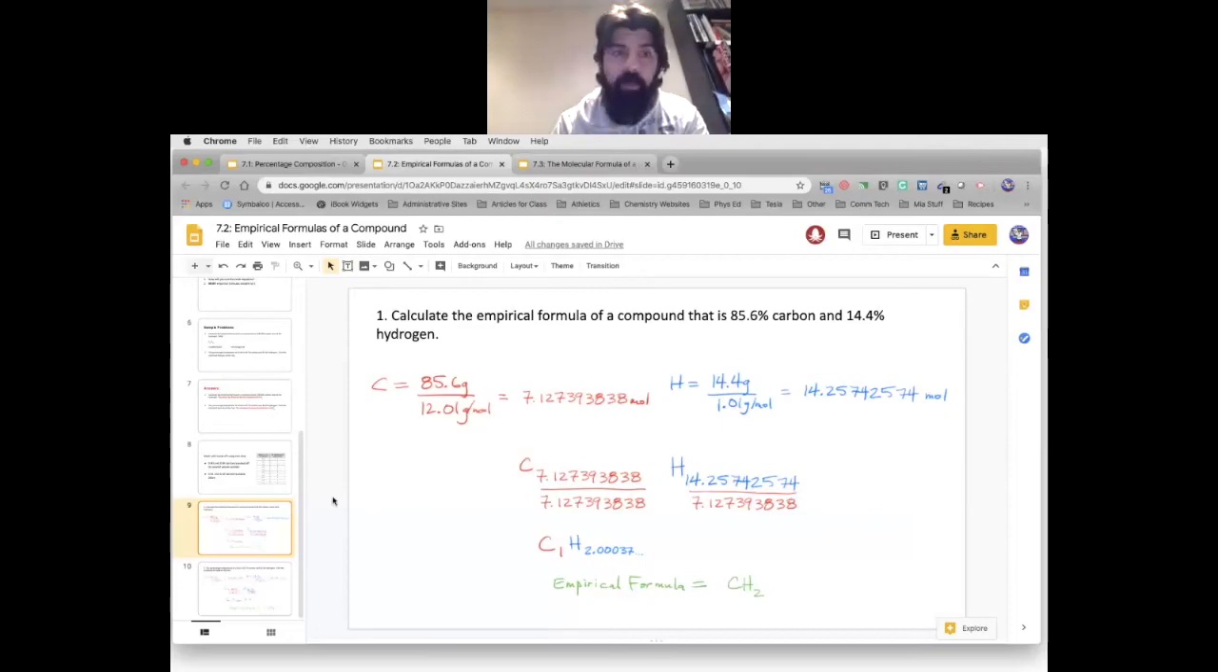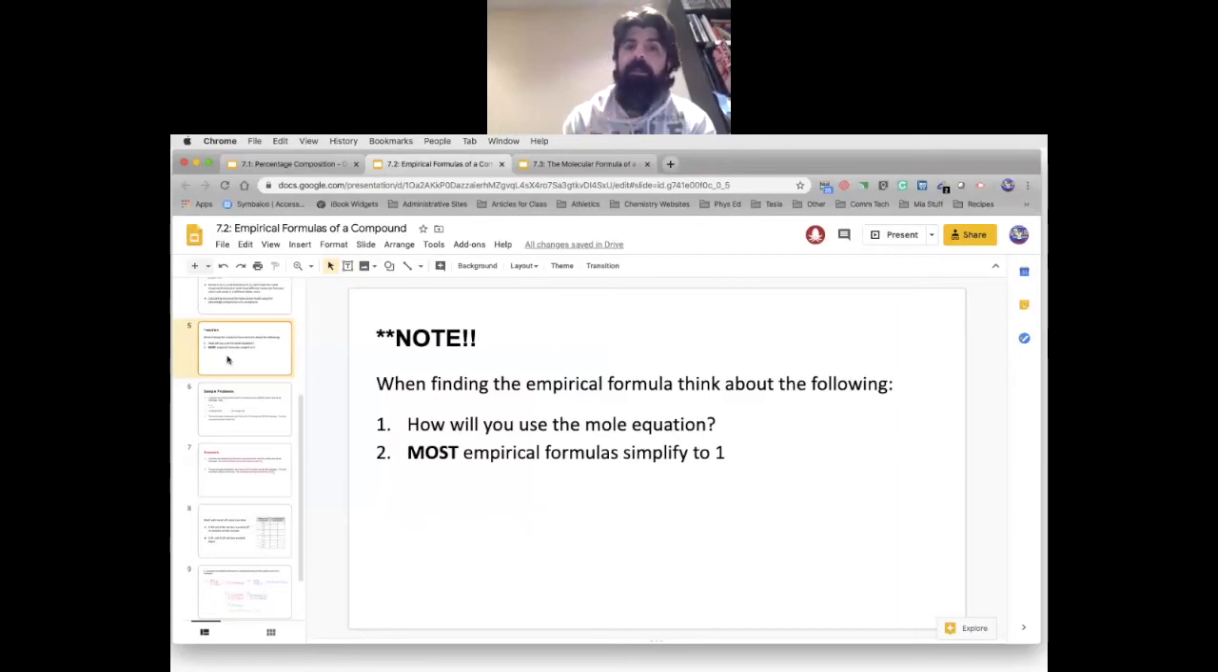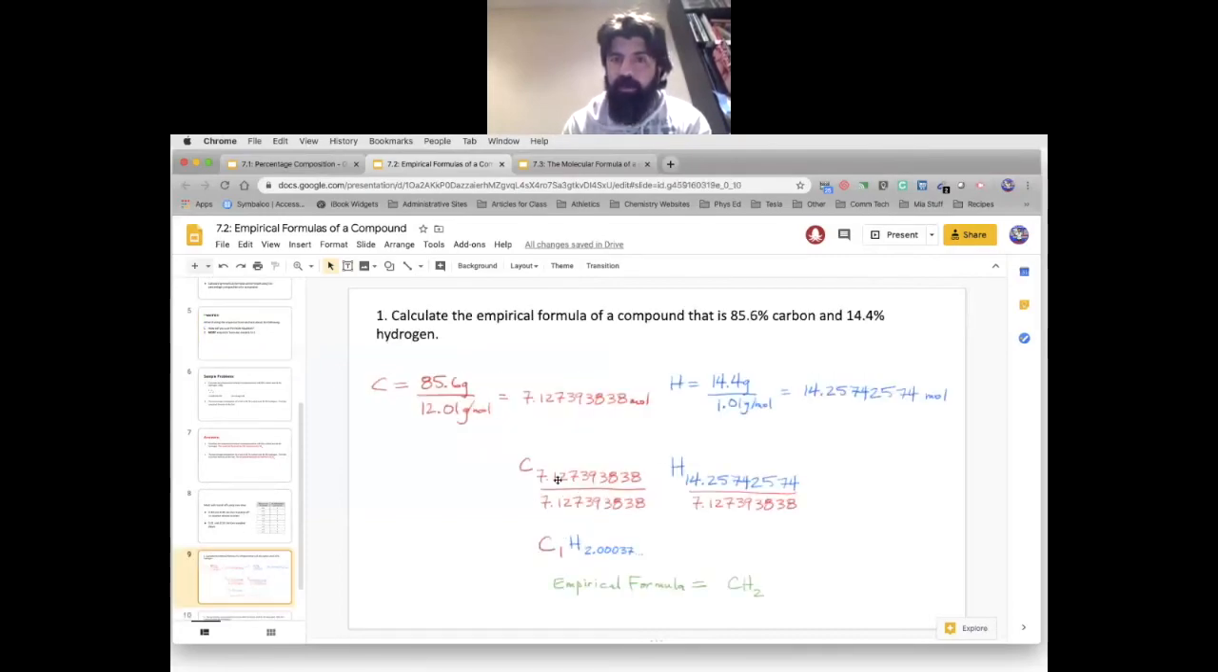So the further step that we do, and this goes back to the note that I left: most empirical formulas simplify to 1. So from this step here in the middle, how do I get a 1? I divide both atoms by the lowest number that I just calculated. Carbon had the smallest number of moles calculated between the two. So if I divide both of them by the smallest, I will reduce this carbon's empirical formula to 1.